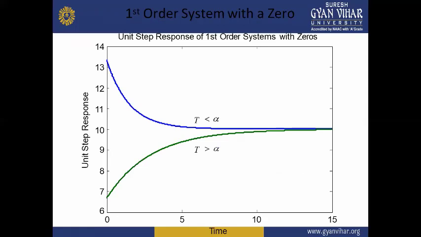Now let's do the comparison. This is for T less than alpha, and the other one is for T greater than alpha. So you can see the offsets create almost a mirror image with approximately the same amount of offset value.